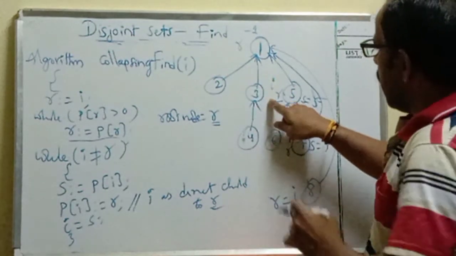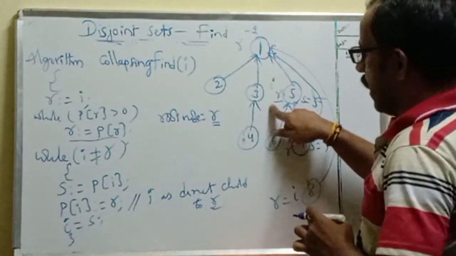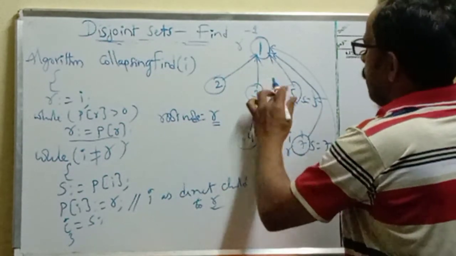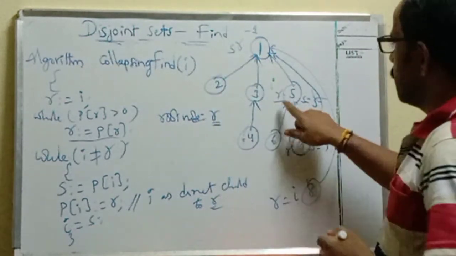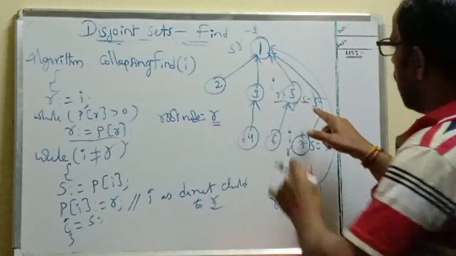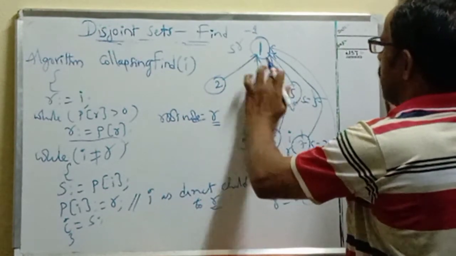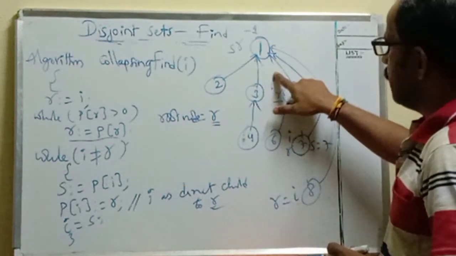Okay? I not equal to R. Is it clear now? I not equal to R. Okay. Then parent of I, treat this as S. Then directly copy P of I, directly attach P of I directly to R. Then this edge will establish. Okay?